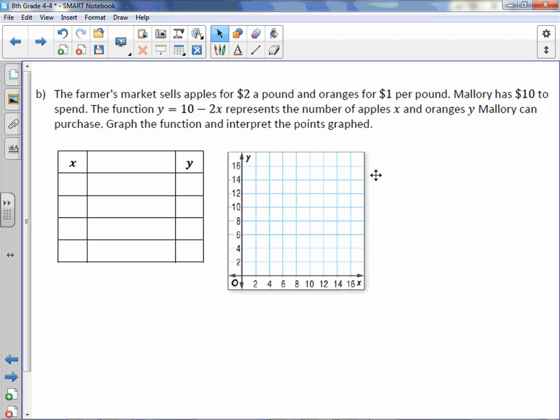Letter B. The farmer's market sells apples for $2 a pound and oranges for $1 per pound. Mallory has $10 to spend. The function y equals 10 minus 2x represents the number of apples x and oranges y, and really the number of pounds of apples and oranges Mallory can purchase. Graph the function and interpret the points graphed.